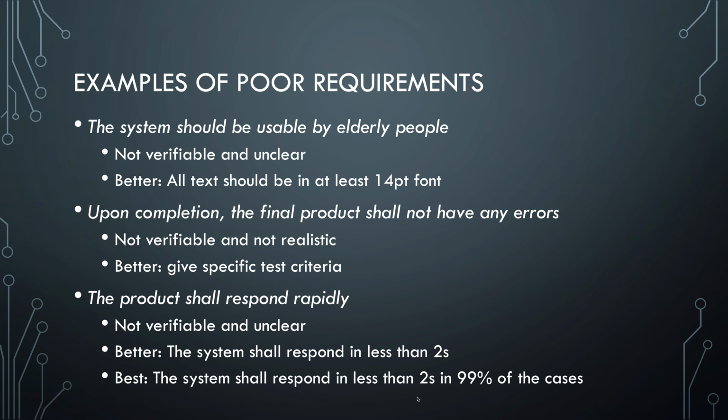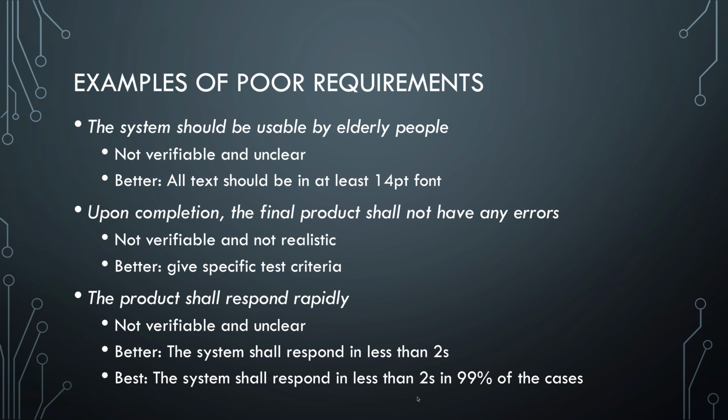Here are some examples of poor requirements. The system should be usable by elderly people. It's not clear what this means and not specific enough. A better requirement would be that all text should be at least in a 14-point font size, or that buttons in the interface should be at least 150 by 50 pixels in size.